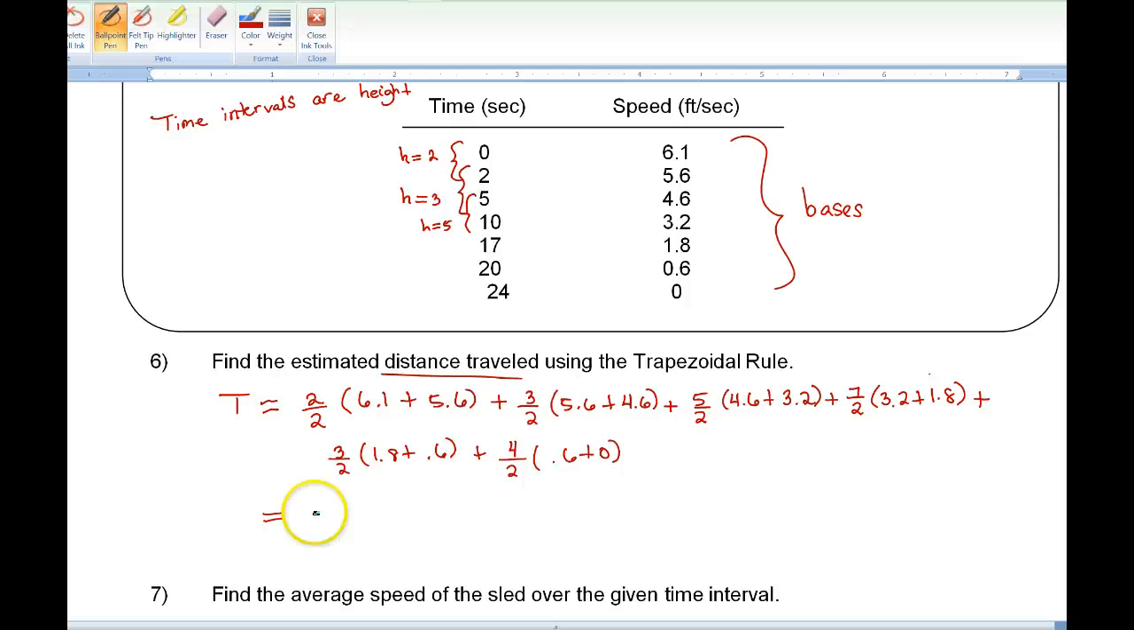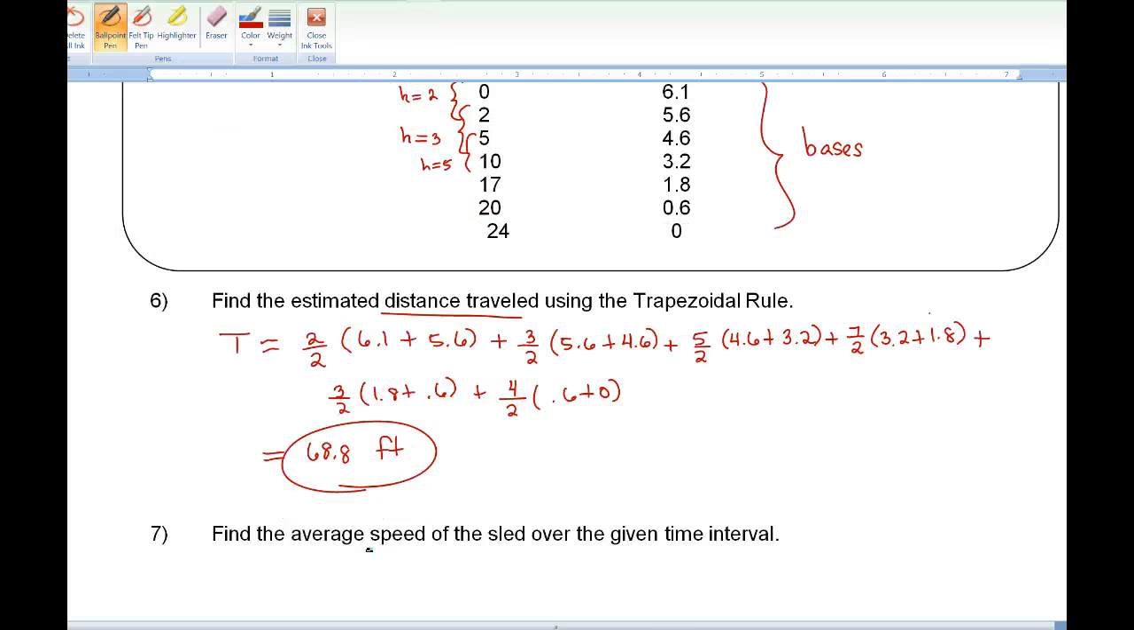That's what I got, and this is measured in feet. So the sled went a total distance, approximately, because we don't know what was happening at, for example, 3 seconds. So this is an approximation. But using those time intervals and the speed at each time, we can approximate that it went 68.8 feet. Now, what about the average speed?